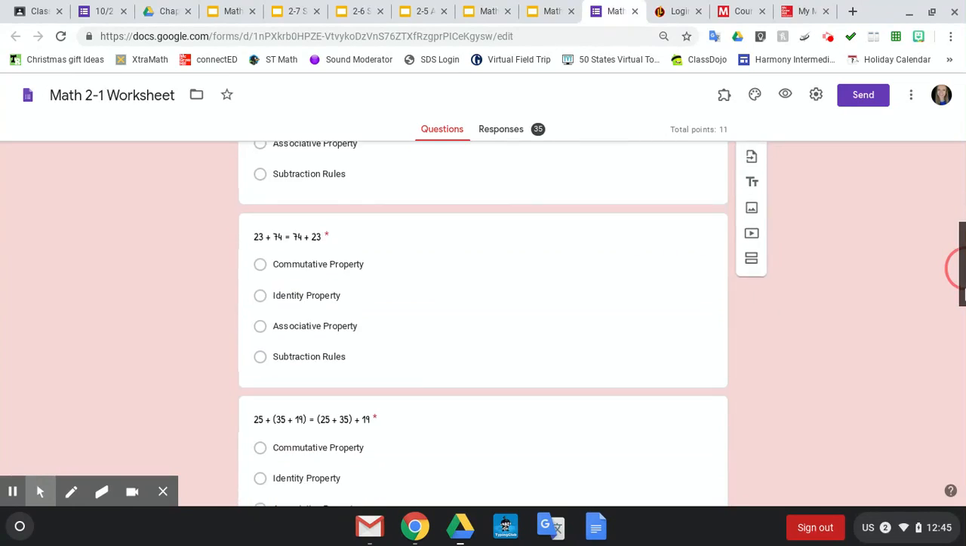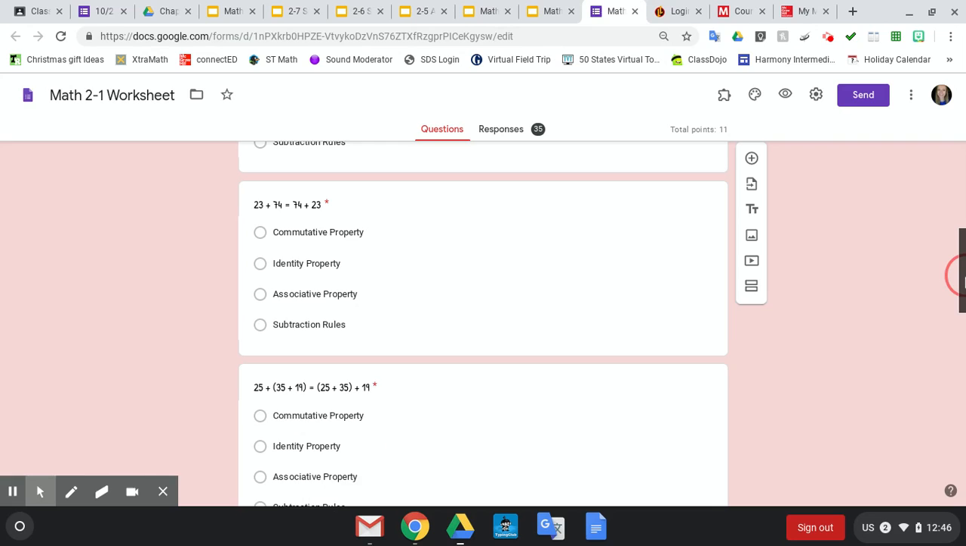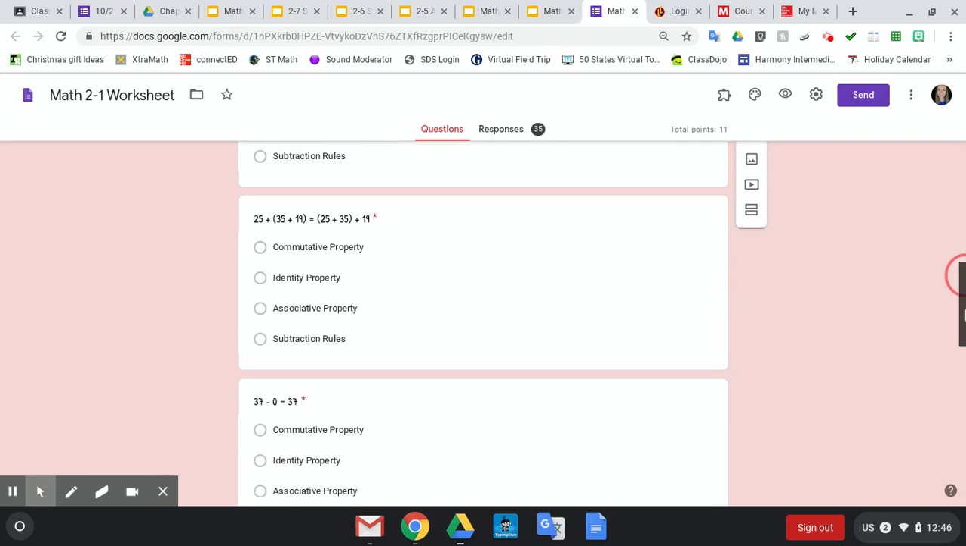The next one, let's look at this one. 23 plus 74 equals 74 plus 23. That's the commutative property because we changed the order of the numbers. We'll still get the same answer, but the order changed depending on our liking.